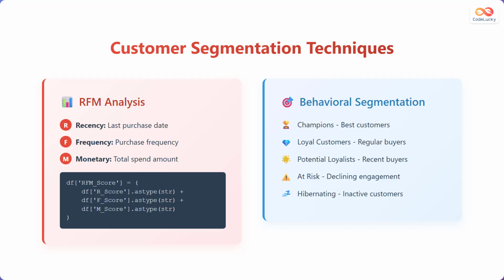The other method is behavioral segmentation. In behavioral segmentation, we use categories like champions, which are the best customers, loyal customers who are regular buyers, potential loyalists who are recent buyers, at-risk customers who have declining engagement, and hibernating customers who are inactive.